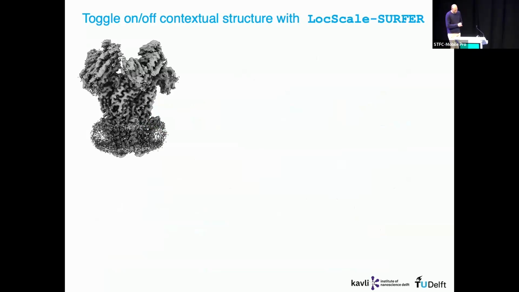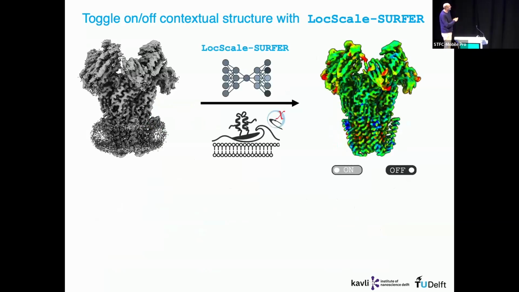Now, I want to end off with something else that Alloc recently developed. Sometimes that contextual information is extremely useful for interpretation, but for visualization, it's nice to have both the representation of that contextual structure and the representation of the density map without that contextual structure. So he trained another network that he calls LocScale Surfer, which basically tries to segment these low resolution densities. And he made a camera plugin that allows you to toggle on and off between these different representations.